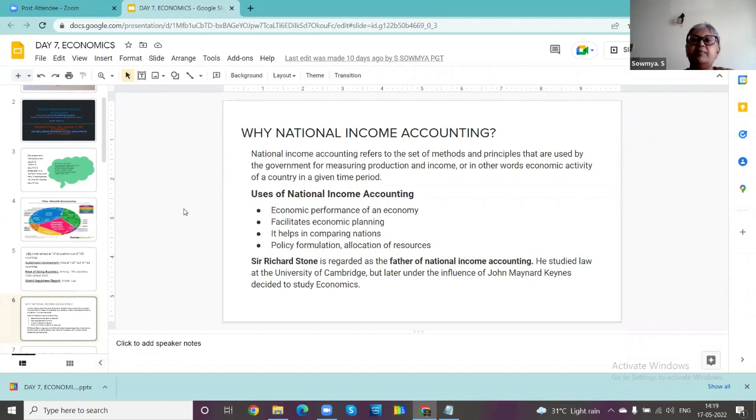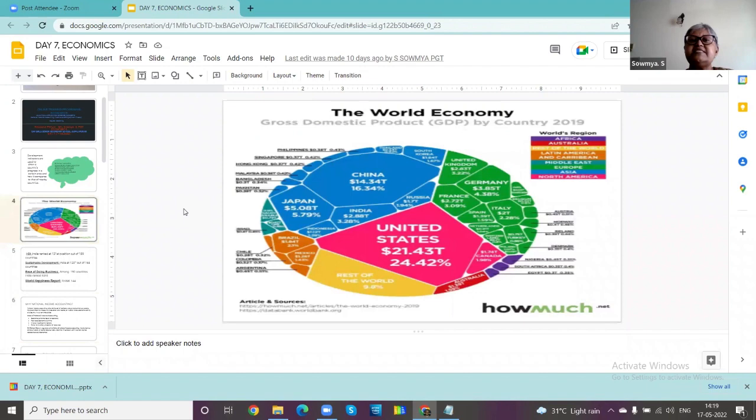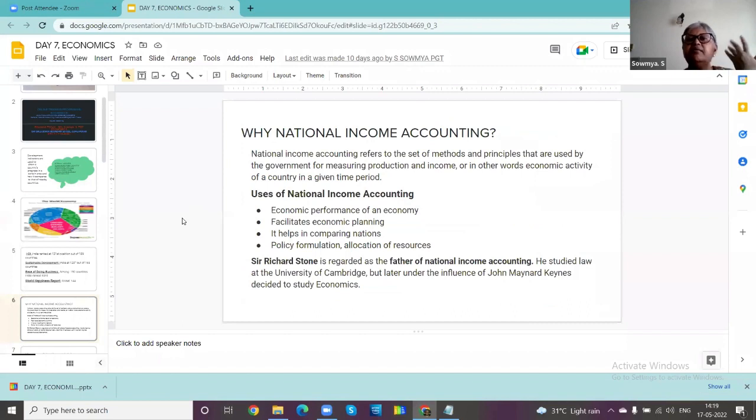Then it helps in comparing nations, as I've already been telling you and showing you. So we just saw that among the Asian counterparts, India's position is a pretty valuable one. Next only to China and Japan, we stand third among the Asian countries. Right? So all this, just like that, in 5 minutes we can tell them, then create interest among the students, then slowly we can move on to the actual theory.